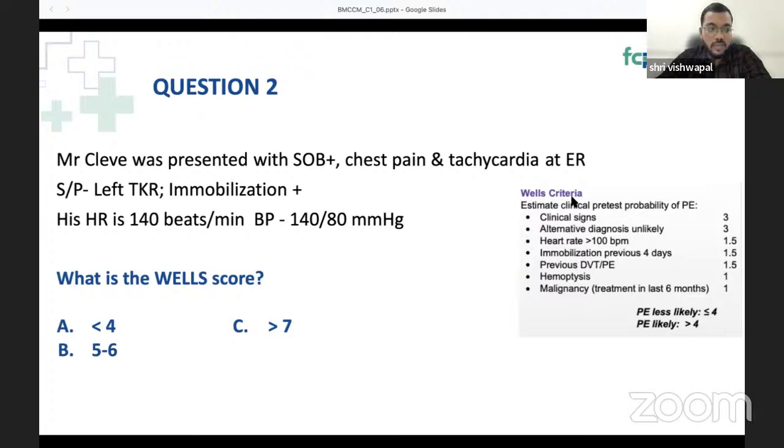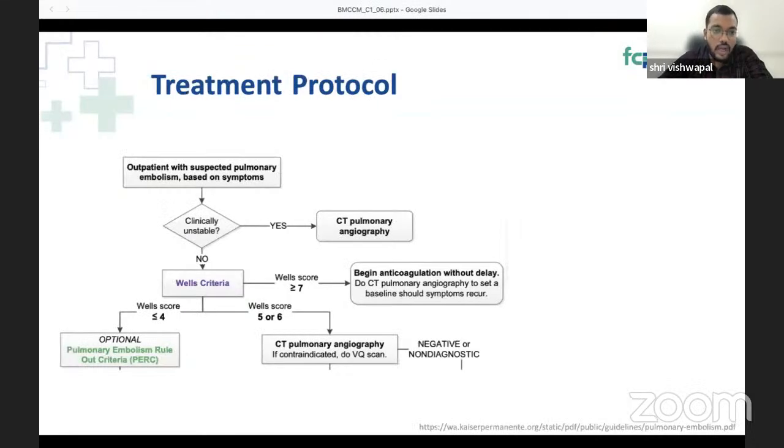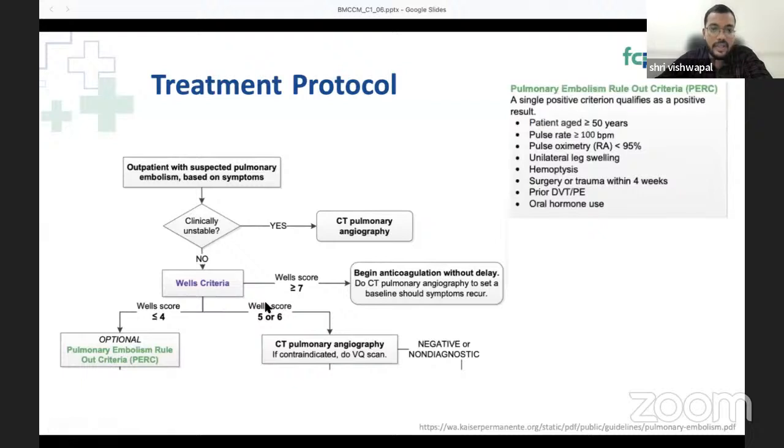So, anyone found the score? The correct answer is 5 to 6, because the heart rate is around 140 beats per minute, which scores around 1.5, and he has been immobilized for the last 5 months, which also scores around 1.5, and he's presented with chest pain, tachycardia, and shortness of breath, which is also a clinical sign, so it is almost 5 to 6. Okay. So our patient comes under Wells criteria 5 to 6.